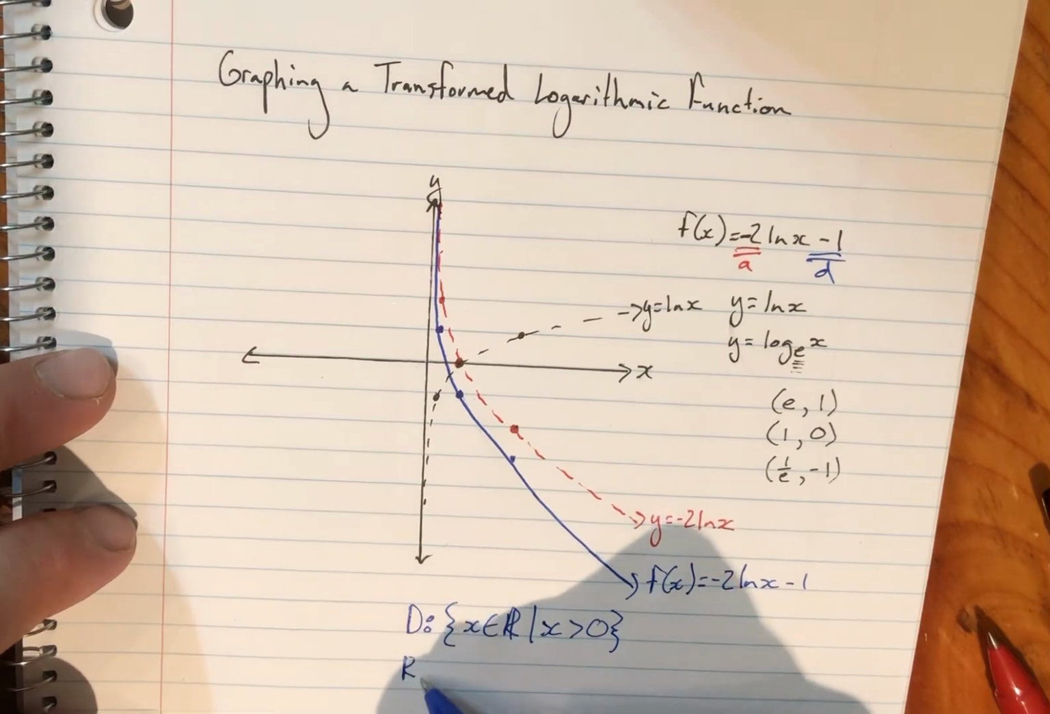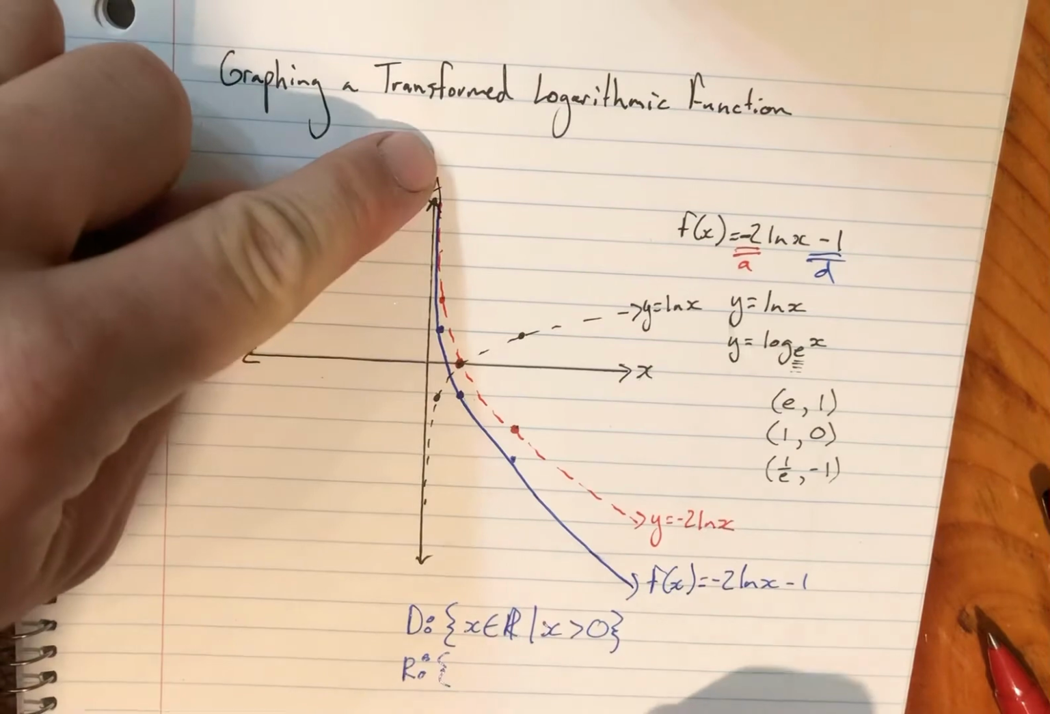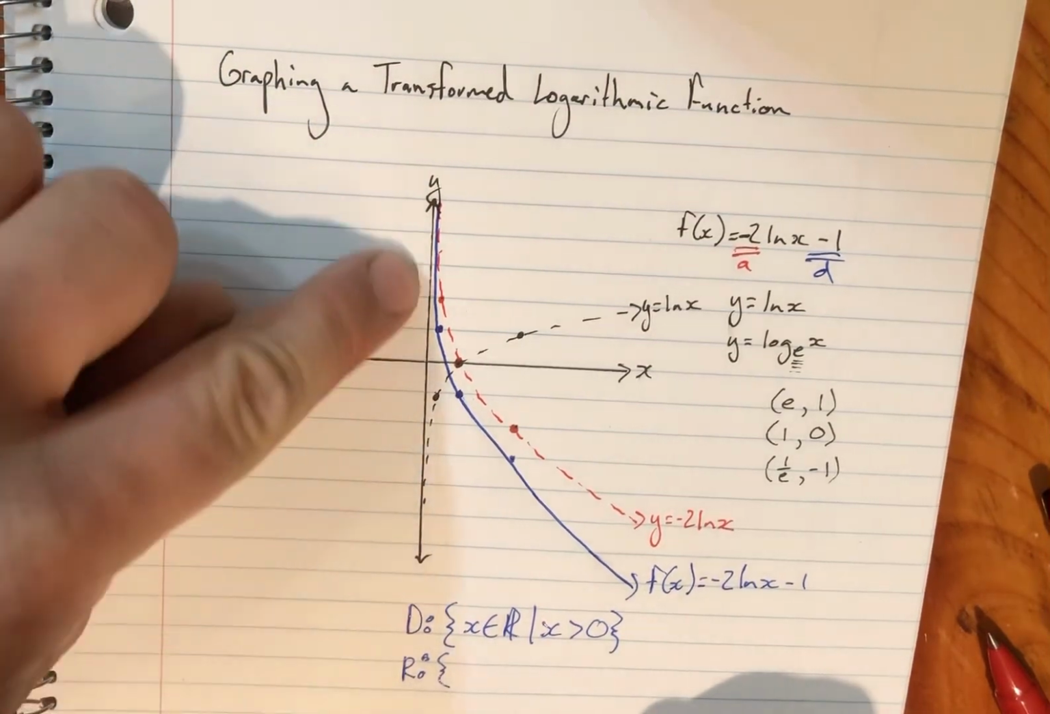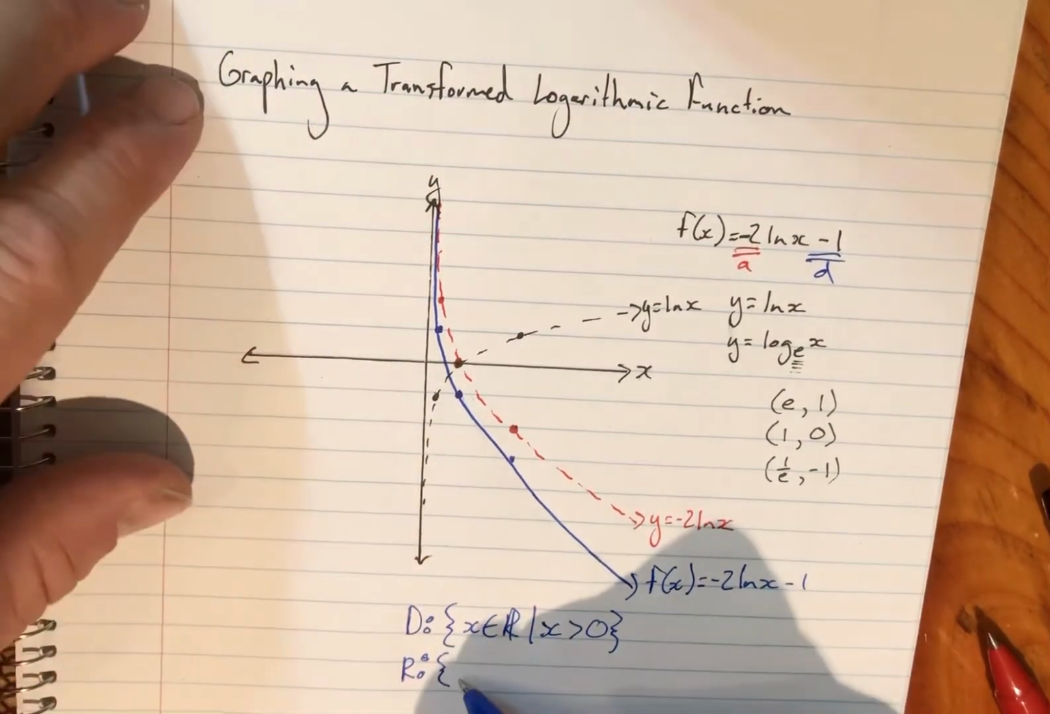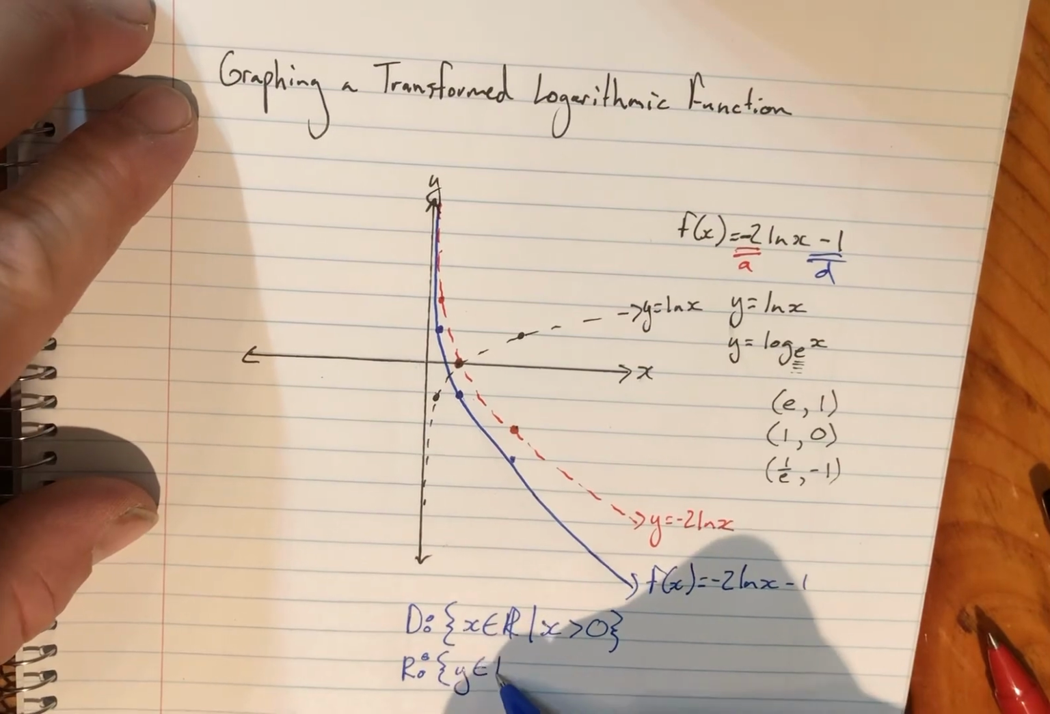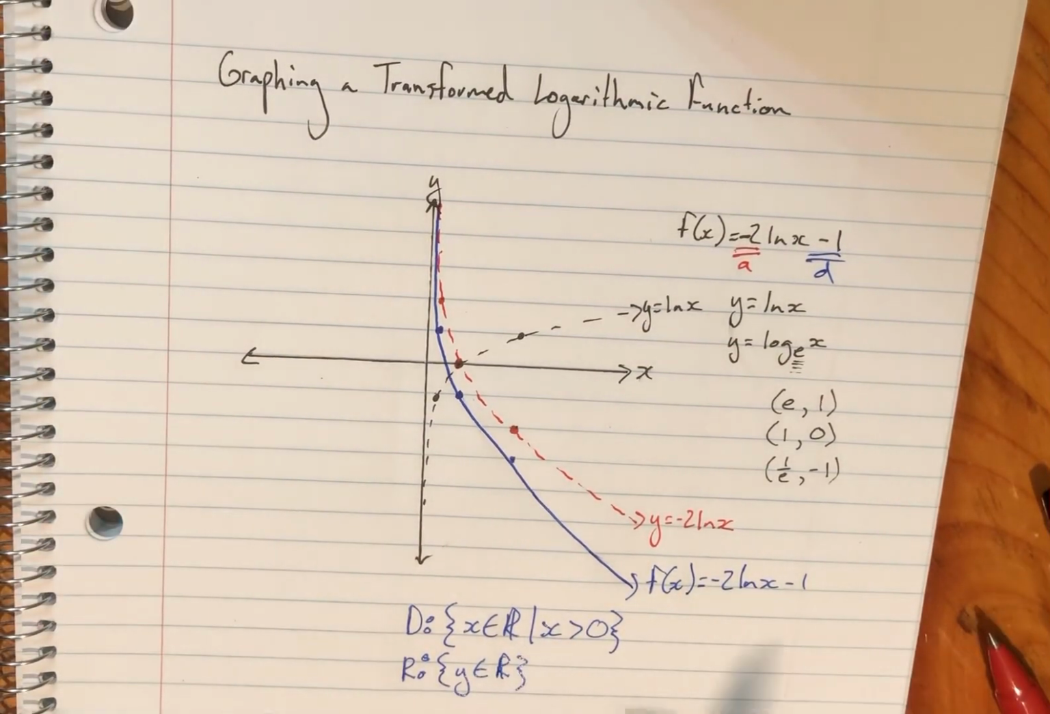And my range, still checking if I have enough room. Well, my range covers the entire y-axis, so it's entire with respect to y. So we would just say that y is an element of the reals. And that's the range. And so that's graphing a transformed logarithmic function.